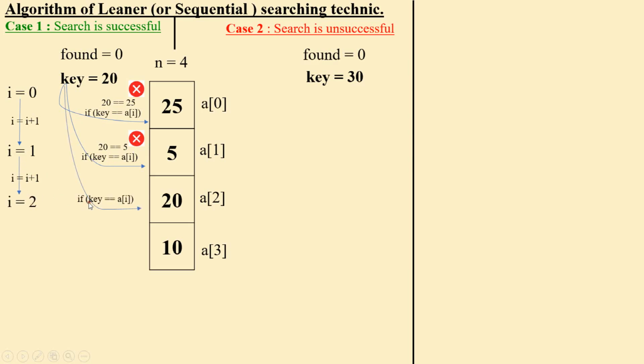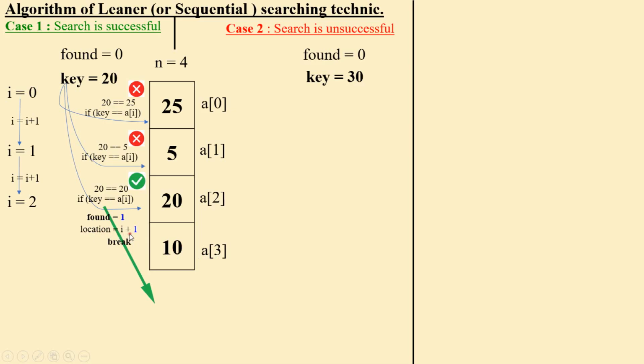Now we are comparing the values of 20 and 20. Are both equal? Yes, both are equal. That means we found the value we were looking for. So, stop the search, and exit the looping statement using the break statement. Before exiting the loop statement, we need to change the value of the found variable from 0 to 1. 1 means that the element we were looking for was found. That is, the search was successful.